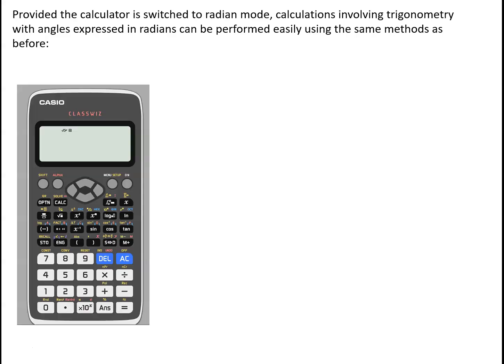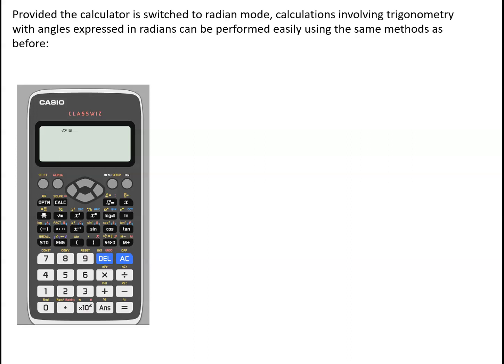Provided our calculator is switched to radian mode, then calculations involving trigonometry with angles expressed in radians can be performed easily using the same methods as would have been used with degrees. So the important thing is to make sure that we know how to switch our calculator between degree mode and radian mode.